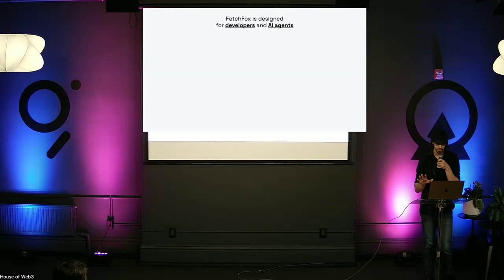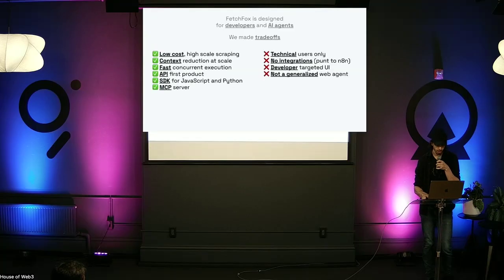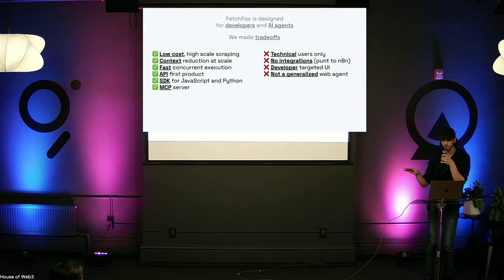FetchFox is designed for developers and agents, which means we have trade-offs that are for this use case. So left-hand side is stuff that FetchFox does well. It's good for low-cost, high-volume scraping. It does context reduction, which I'll show you. It's super cool. It reduces cost a lot. Really fast concurrent execution. You can run 1,000 scrapes at once or 1,000 URLs at once or 10,000, whatever. It's API first. We have SDKs and everything.